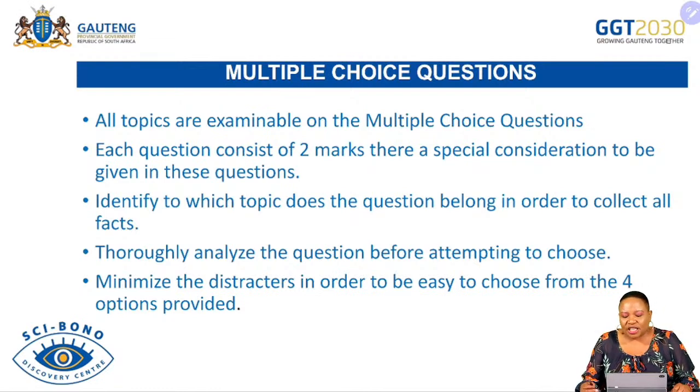Minimize the distractors in order to make the question easy, from 4 maybe to 2. I think you know that as they're going to give you 4 distractors, maybe some of the distractors will be very close to each other in terms of the correct answer, but some will be far. So make sure that you try by all means to minimize your distractors. Maybe leave 2 options that you can choose from by understanding what is happening in that specific topic.